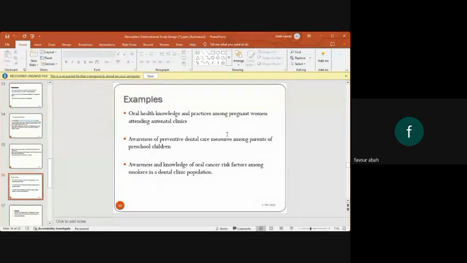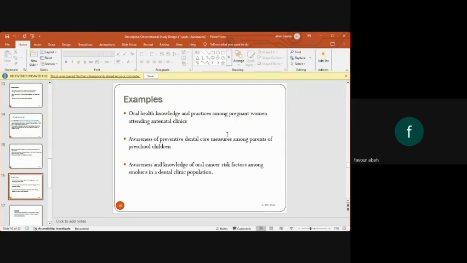So we have an example here. Oral health knowledge and practice among pregnant women attending antenatal clinics. Of course, you calculate your sample size. It's not done haphazardly, because it's a research. You distribute your questionnaire to the pregnant women attending the clinic, and you assess their oral health knowledge and practice at that time. So you are taking the prevalence among that population.